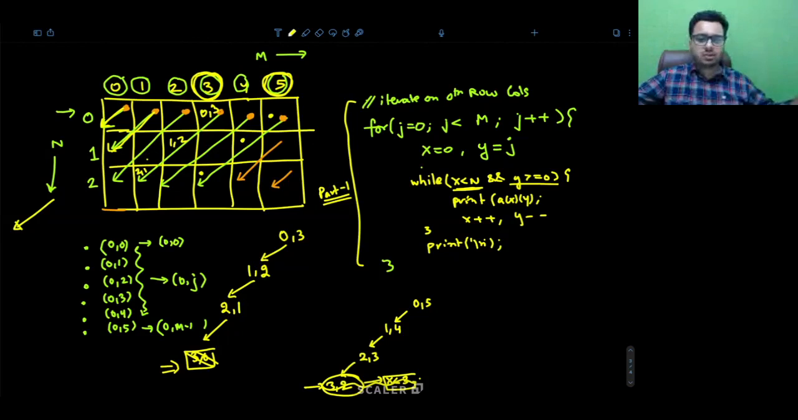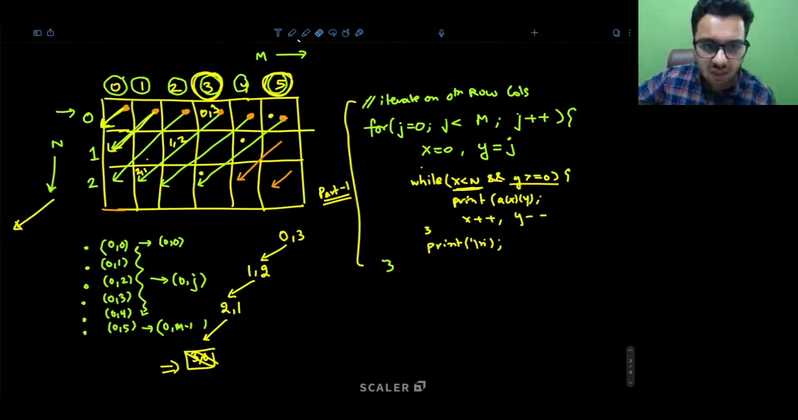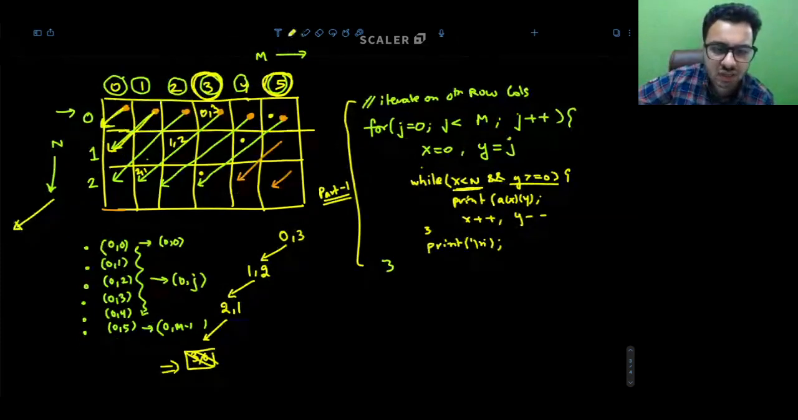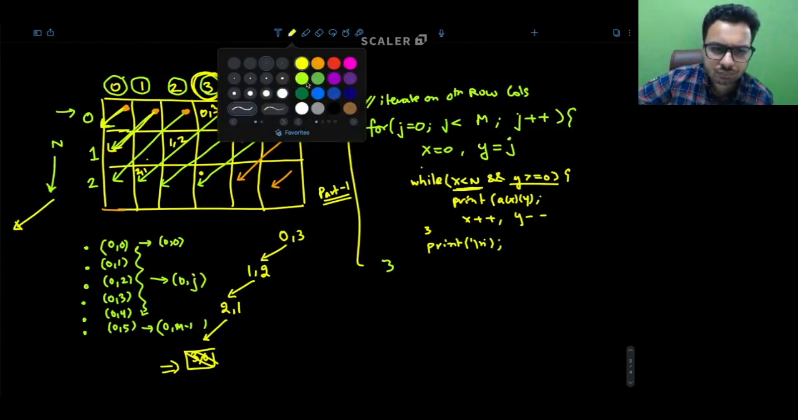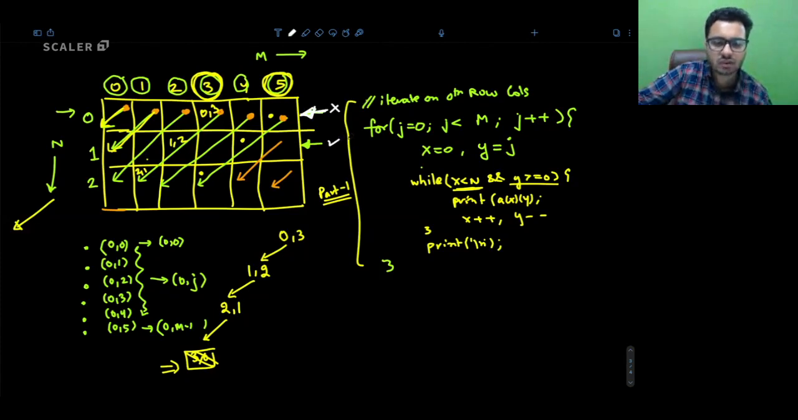Last column of each row, absolutely correct. So we need to have a starting point, which is the last column of every row. Starting from which row? Should I start from the 0th row, or should I start from the first row? If you start from the 0th row, it will repeat this diagonal, which means we should not start from here. We should start from the first row.